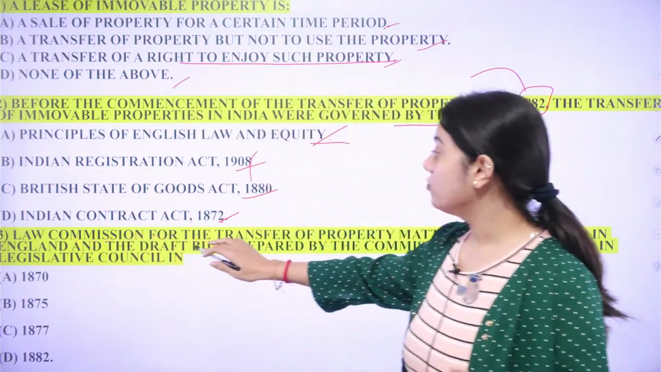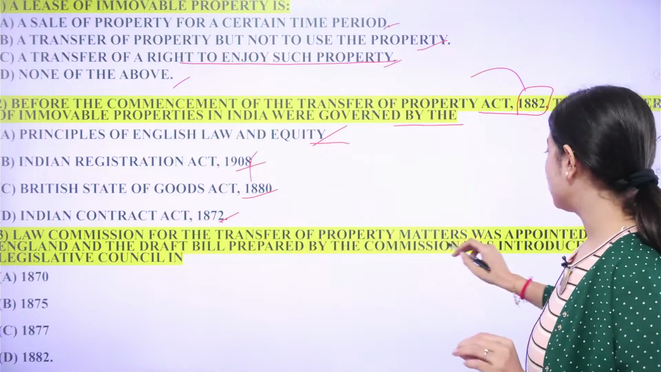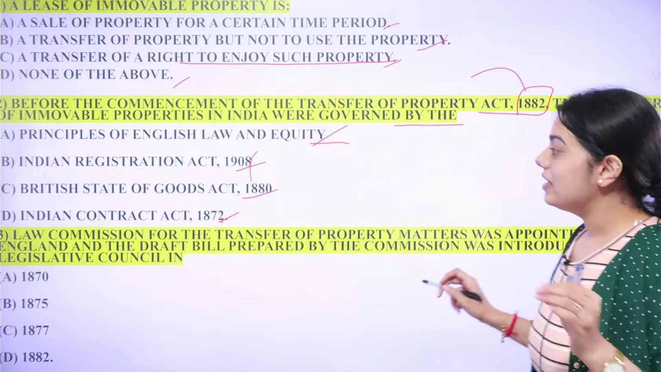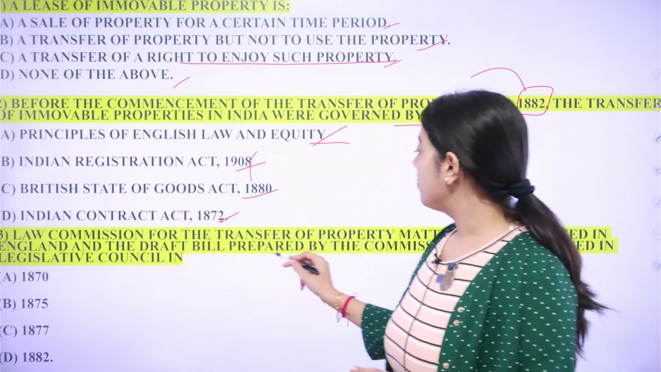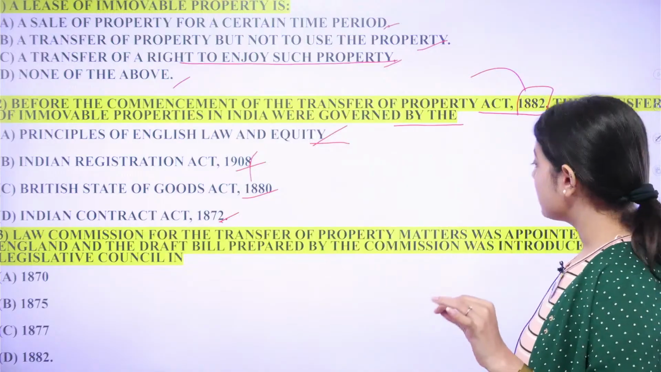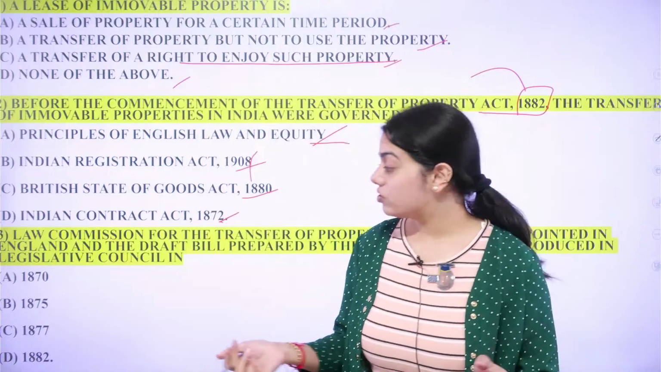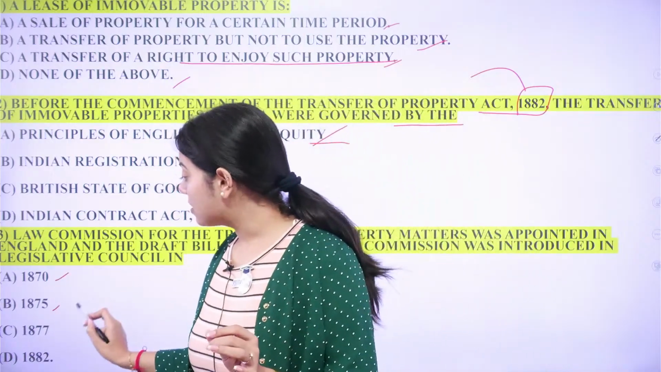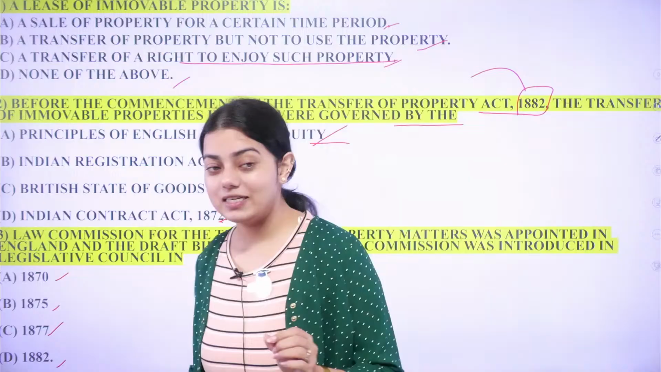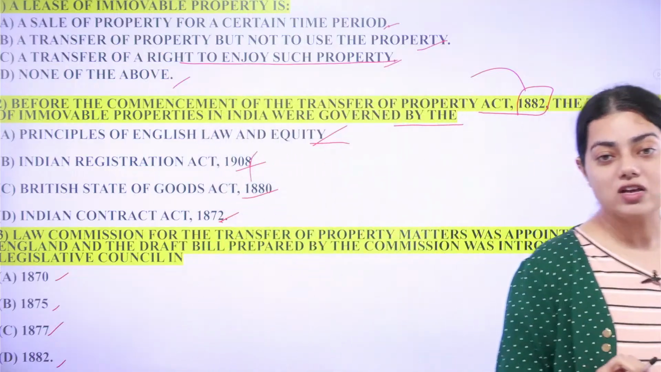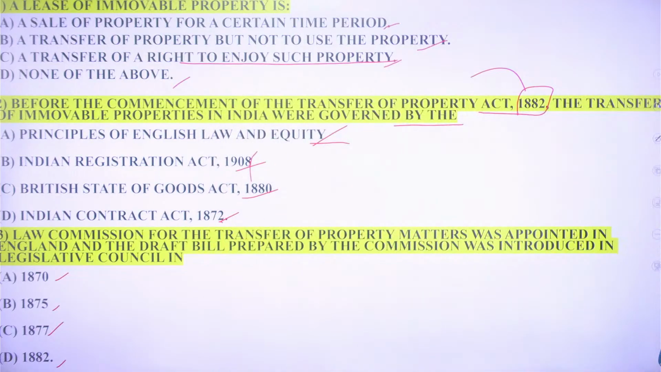Law Commission for the Transfer of Property Matters was appointed in England, and the draft bill prepared by the Commission was introduced in Legislative Council in. When was this draft bill introduced? In 1870, 1875, 1877 or 1882? Answer this question fast. I'll move away from the screen a bit.